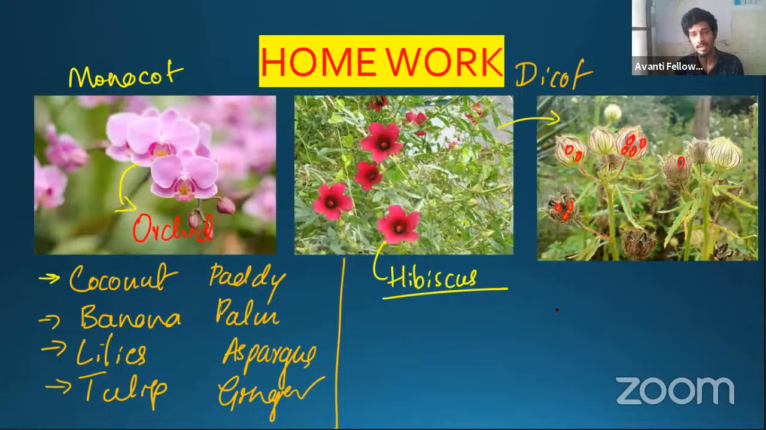These are the seeds of the hibiscus. So don't think that hibiscus never bears seeds. It bears seeds, not in the horticulture varieties, only in the wild varieties. Just make sure about that also.